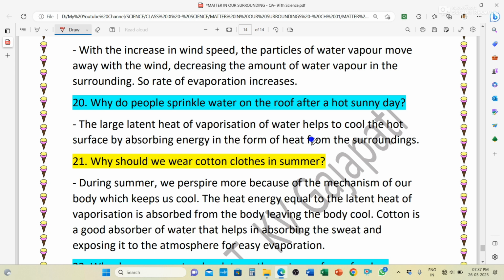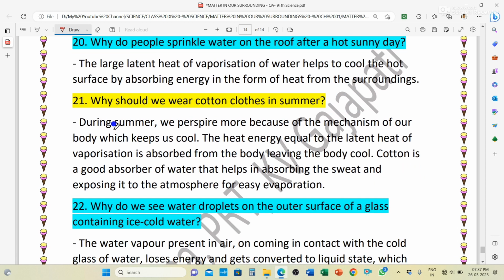That is called the latent heat of vaporization. That will only help in changing the state from liquid to gas. But temperature will not increase. It will be absorbed only. So when we put water on the roof, the water absorbs heat from the roof in order to change its state from liquid to gas to become water vapor, but temperature does not increase. Only the amount of heat will be absorbed from the surrounding, that is from the roof. That's why you put water, to make it cool.